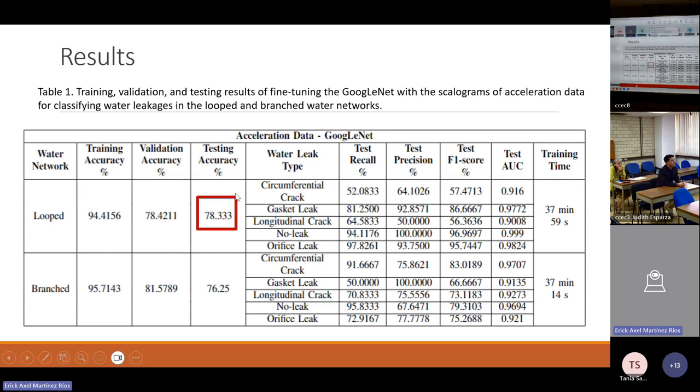So here, what we are showing is the training and validation accuracies. And in particular, we are interested in the testing accuracy of this approach. For the loop water network, we obtain a value of 80.33%. And for the branch water network, we obtain a value of 76.25%.